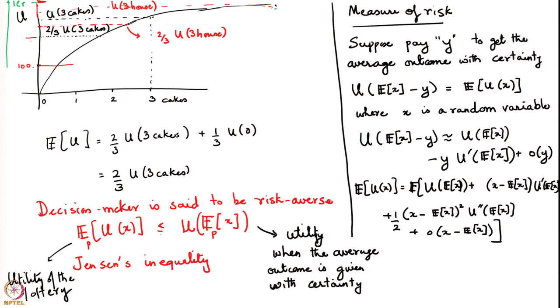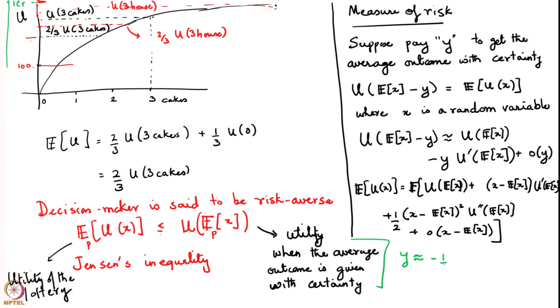Right. So now equating these two, you can see a few things cancel out. When I take the expectation of this particular term, it is going to be 0, so the u dash evaluated at the average is going to disappear. This term is a constant, it will come out of the expectation. So what we are eventually left with is an equation where we find that the Y that you need to pay is roughly equal to something like this.